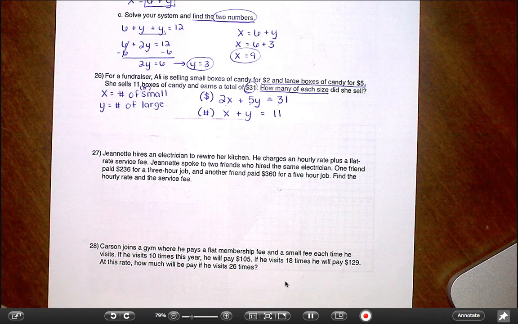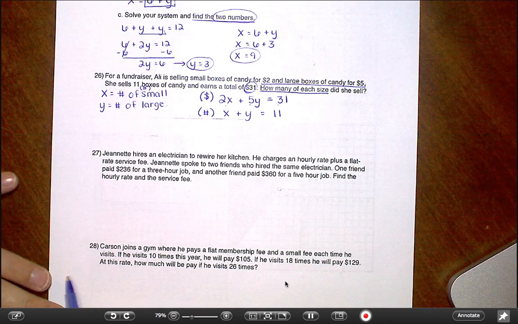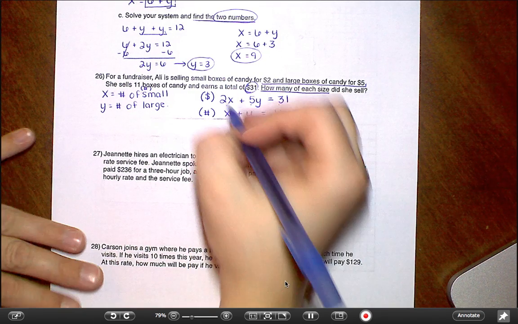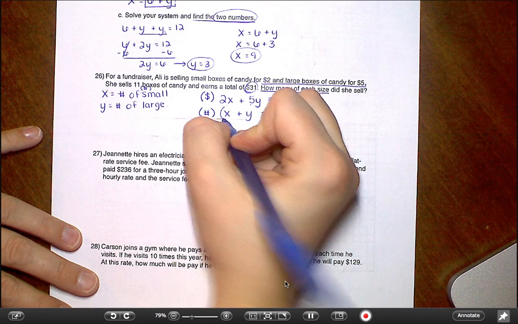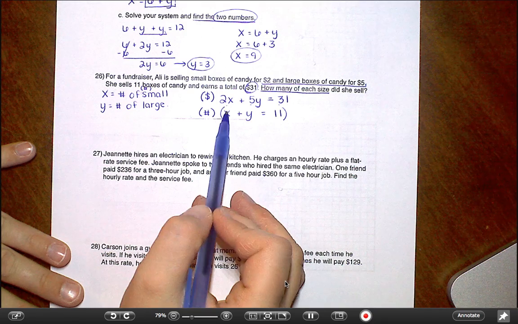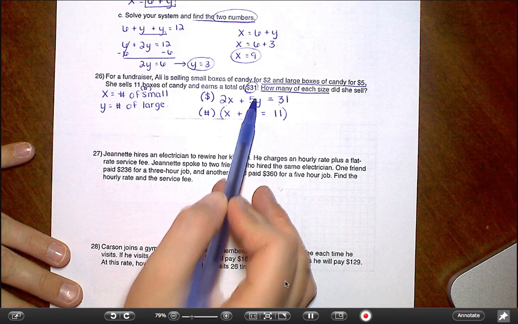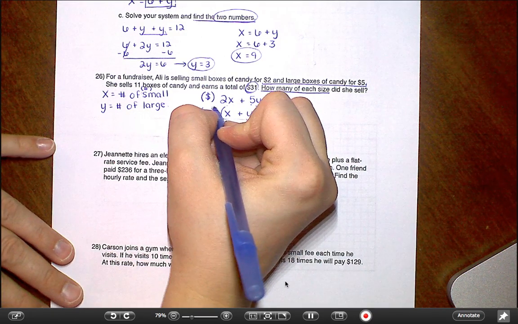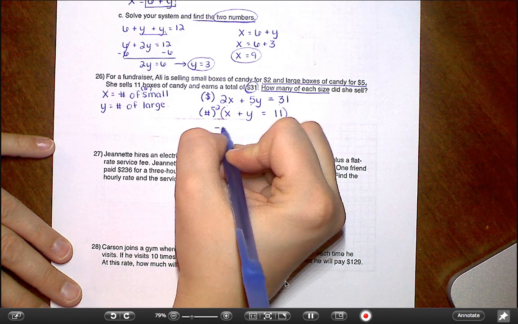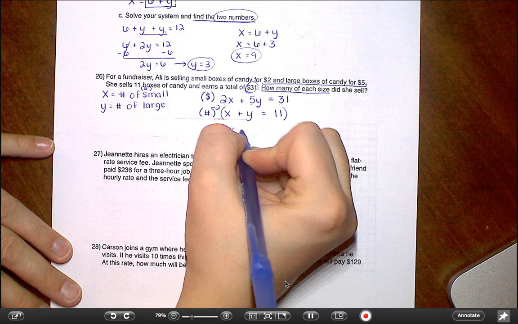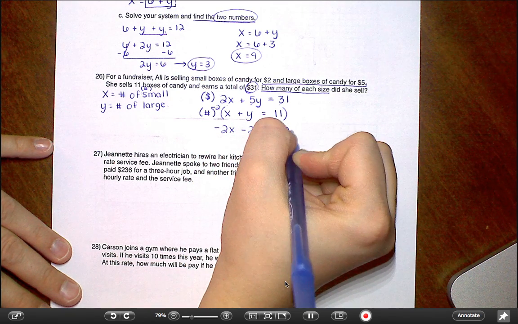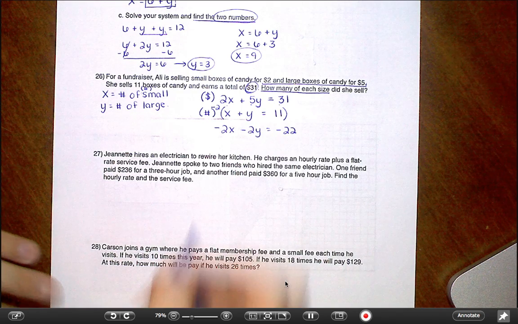Now to solve, I would probably do this one with elimination. It wouldn't be hard to do with substitution if you wanted to, but I would use elimination. I would multiply this bottom equation by, oh, it doesn't matter. We could go -2 or we could go -5. I'm just going to go -2. So this equation is now going to read -2x minus 2y equals -22. And I'm adding that together.